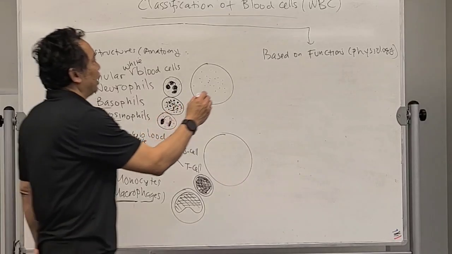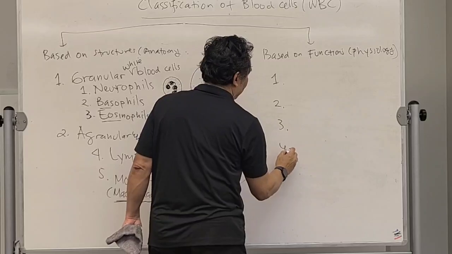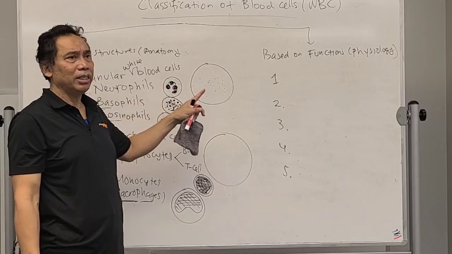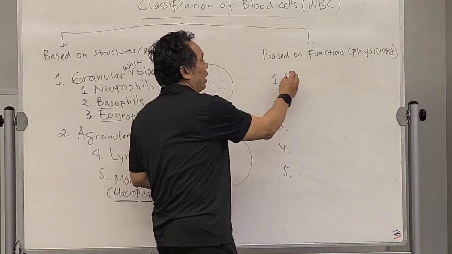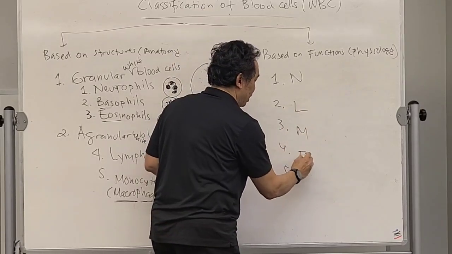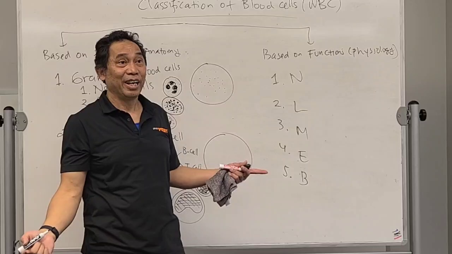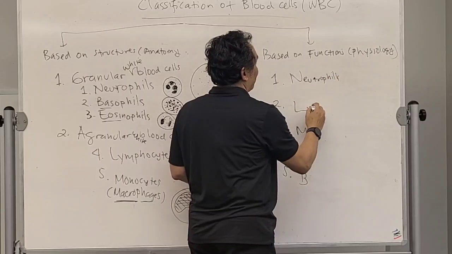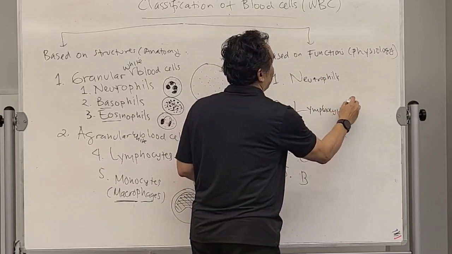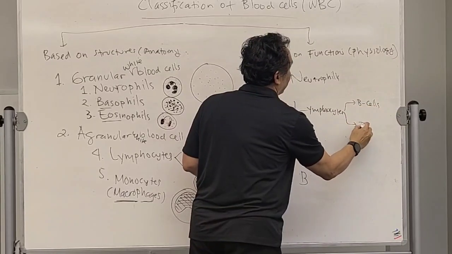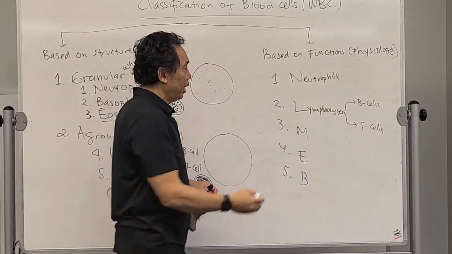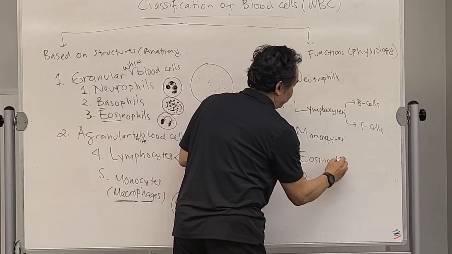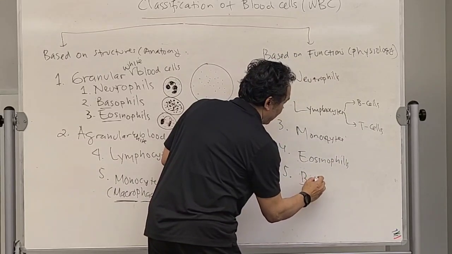Now, based on function, we have five types over here. And again, based on function, I'm gonna list this based on the abundance. Again, never let monkey eat banana, just like that. Never let monkey eat banana. Neutrophil, lymphocyte, which is B cell and T cell. Okay, and then monocyte, eosinophil, and basophil.